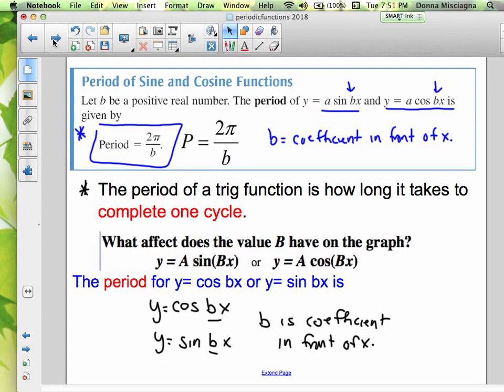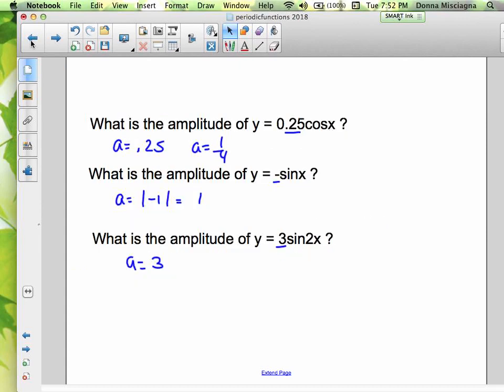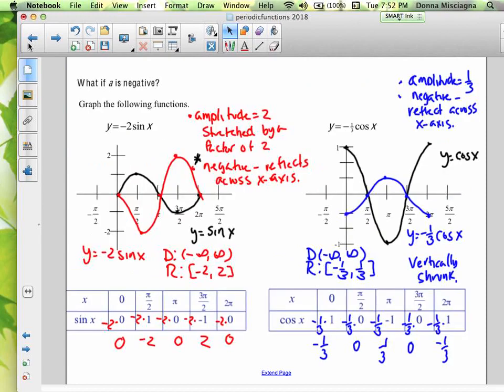All right, so the next important thing to know about trig graphs is period. The period of a trig function is how long it takes to complete one cycle. We've been graphing one period of the graph. So all of these were one period. If I were to repeat the graph further, it would just be repeating what we see right there.